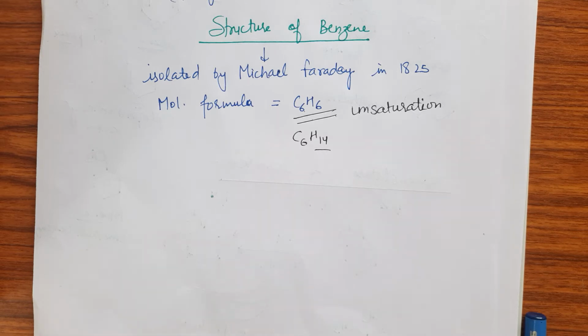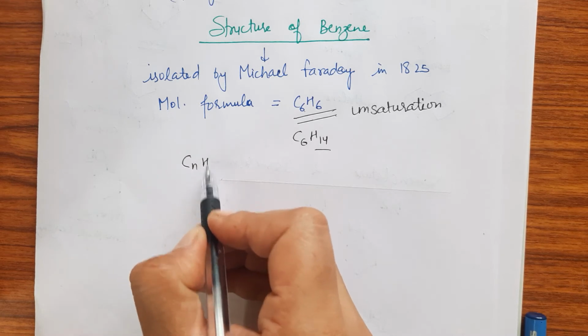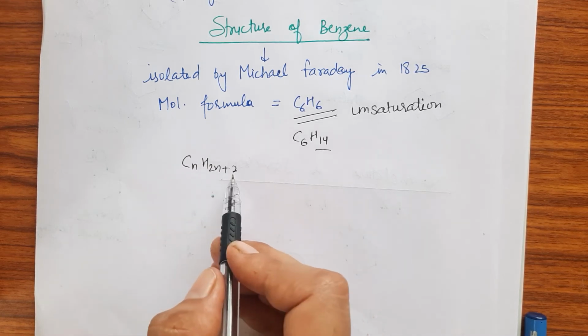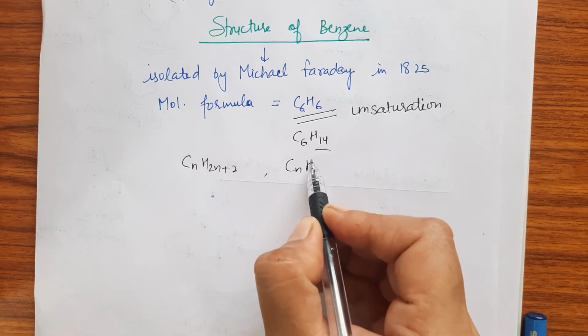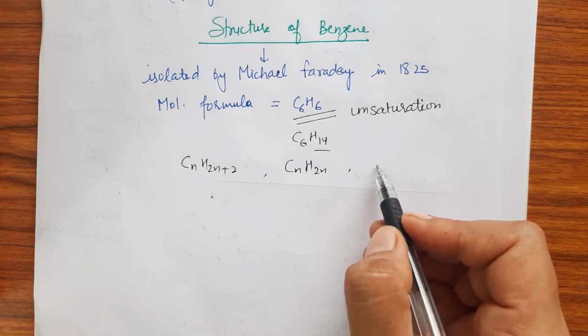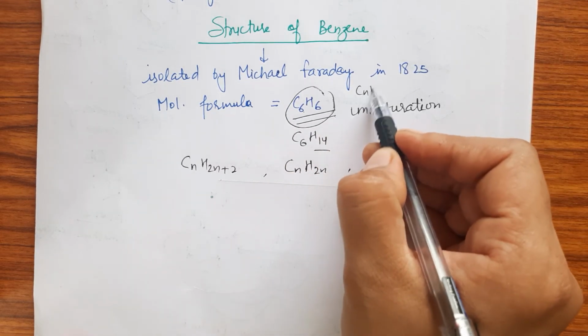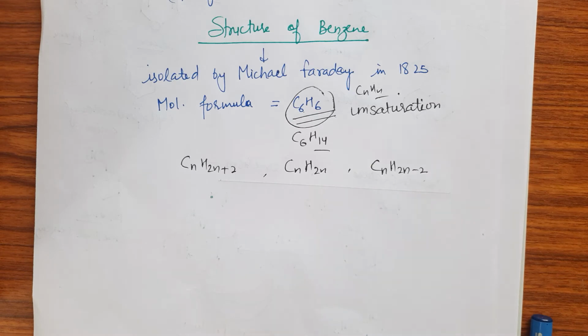One more thing, this formula does not relate with the alkanes, because alkanes are CnH2n+2. It does not relate with alkenes, which are CnH2n. It also does not relate with alkynes, which are CnH2n-2. So it does not relate with any one of them. That means it shows that there is unsaturation, but it has some different structure. One more thing, it has unique properties and unusual stability.